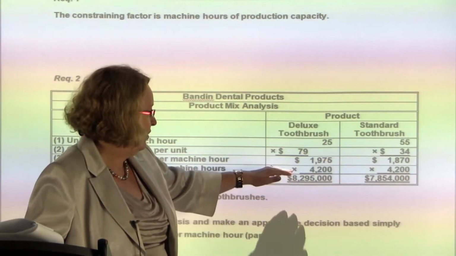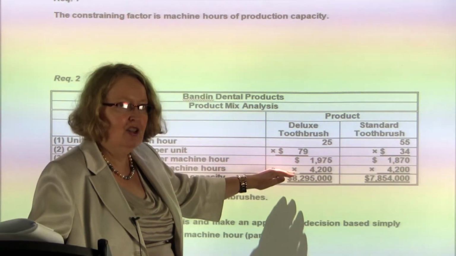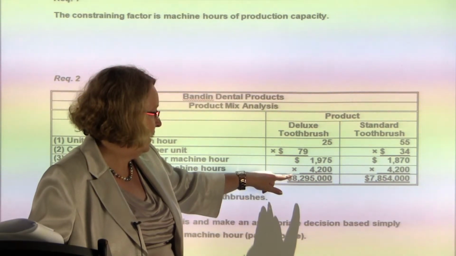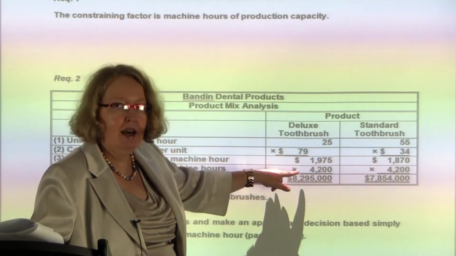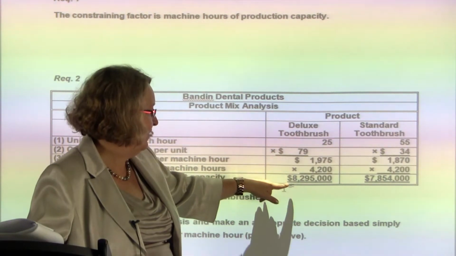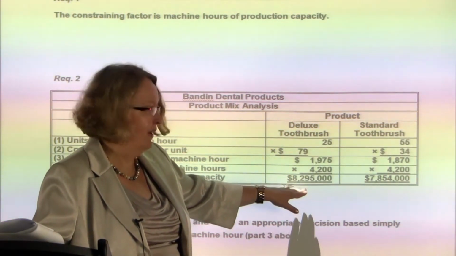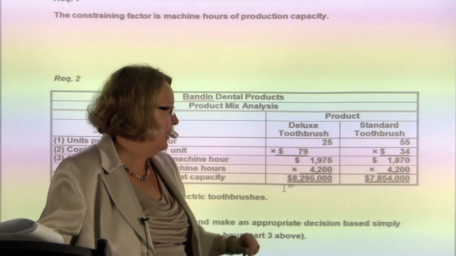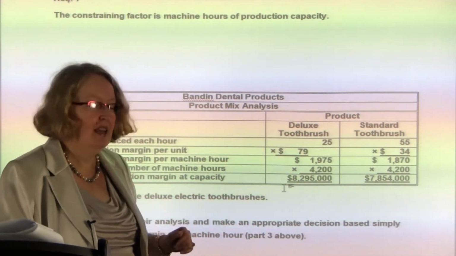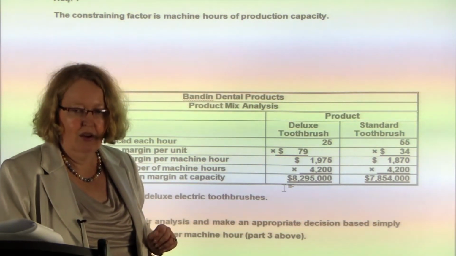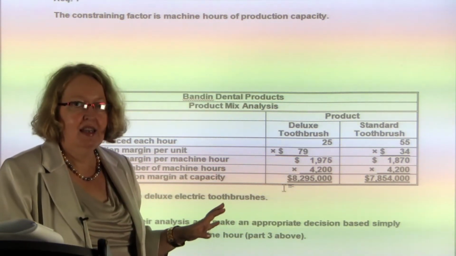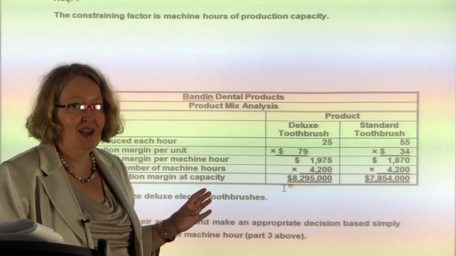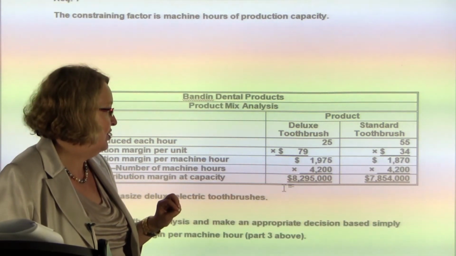So if we're using all the production capacity to produce deluxe toothbrushes, we would be making $1,975 times 4,200 machine hours to give us $8,295,000. Whereas for the standard toothbrushes, you're only going to make $7,854,000. So here you would want to emphasize the deluxe toothbrushes because that's the product that's going to give you the greatest contribution margin per machine hour.